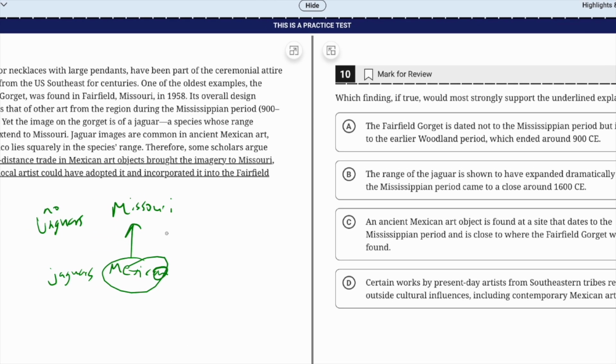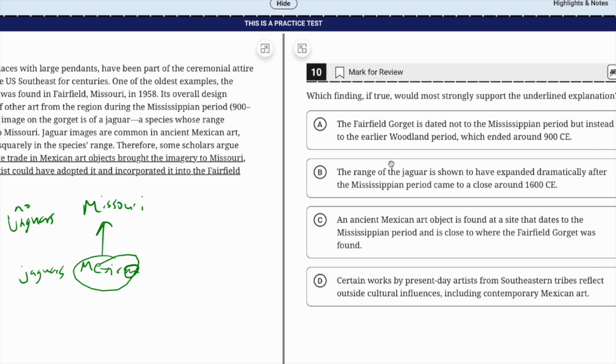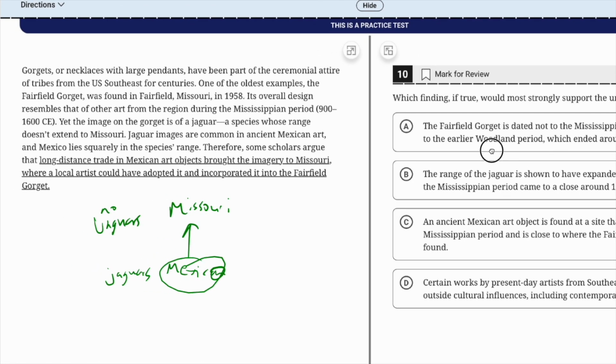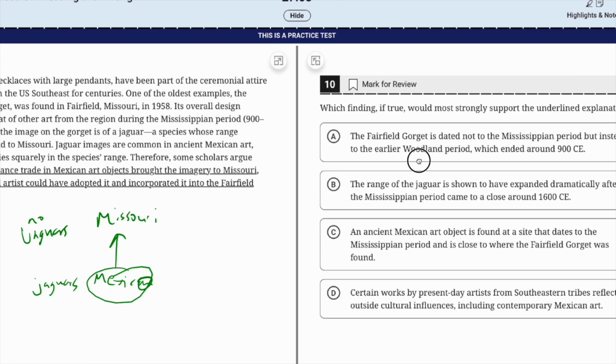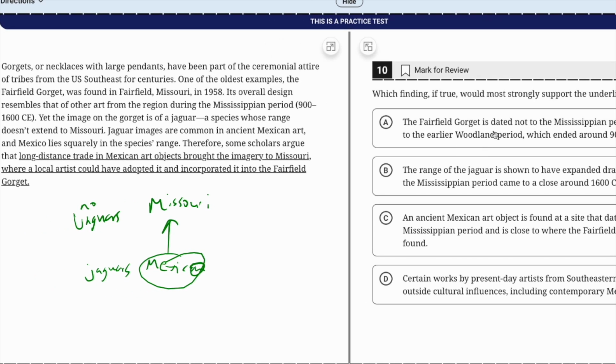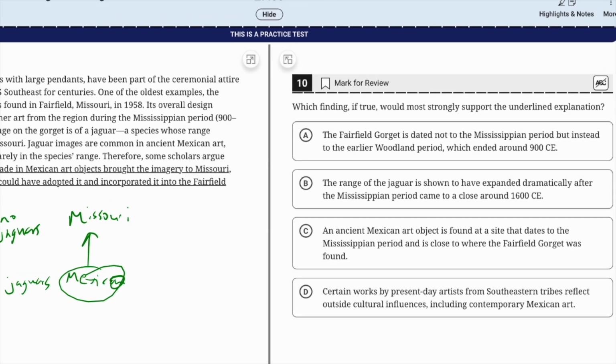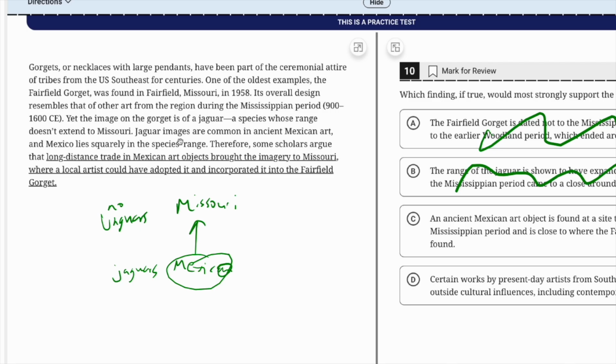And really it has to do with location. Location is going to be an important thing here. So, A is talking just about time, and that's not the issue. It's just not relevant. A is not relevant. The range of the jaguar is shown to have expanded dramatically after that period came to a close. That's not going to be relevant because we're talking about something that was created during that period.